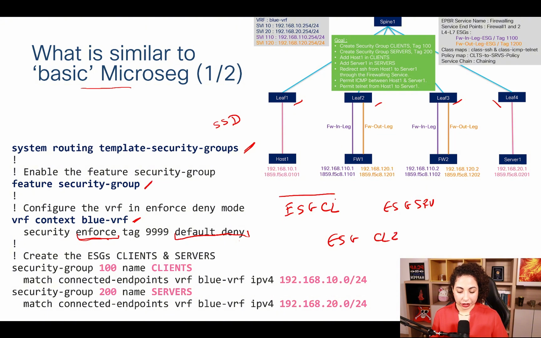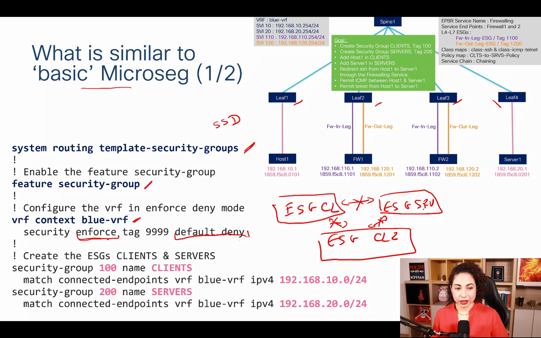So all these are ESGs. When we are inside enforce deny, implicitly, all this is actually denied. So nothing is permitted. The only communication that is permitted is the intra-ESG communication. Apart from this, everything is denied.